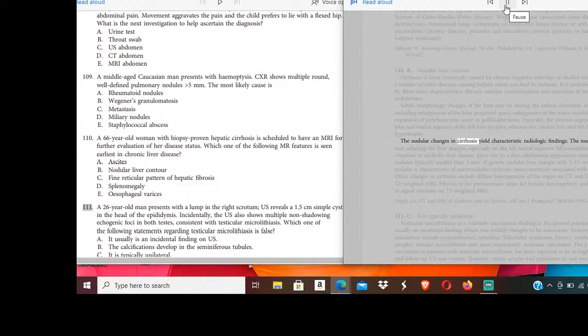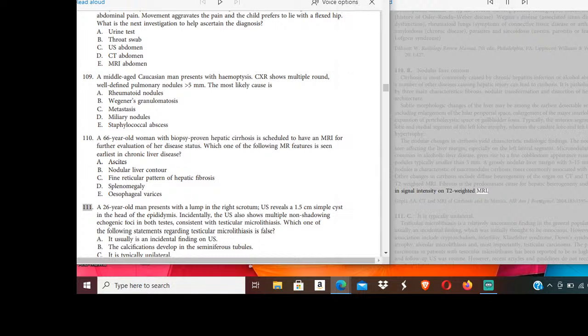The nodular changes in cirrhosis yield characteristic radiologic findings. The nodularity is best seen affecting the liver margin, especially on the left lateral segment. Micronodular cirrhosis, common in alcoholic liver disease, gives rise to a fine cobblestone appearance resulting from nodules typically smaller than 3 mm. A grossly nodular liver margin with 3-15 mm regenerative nodules is characteristic of macronodular cirrhosis, more commonly associated with viral hepatitis. Other changes in cirrhosis include diffuse heterogeneity of the organ on CT and T1 and T2 weighted MRI. Fibrosis is the predominant cause for hepatic heterogeneity and appears high in signal intensity on T2 weighted MRI. Gupta A.A.